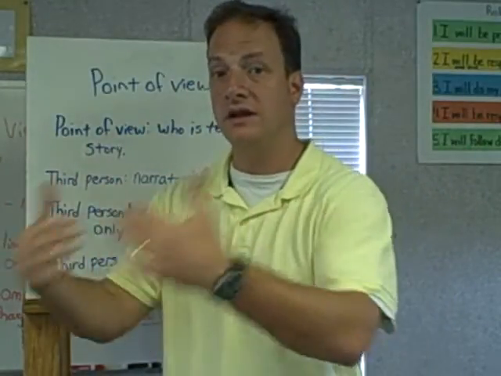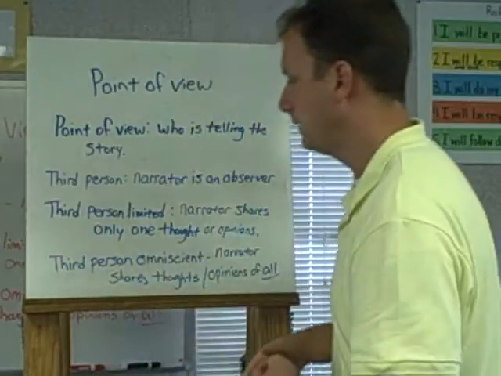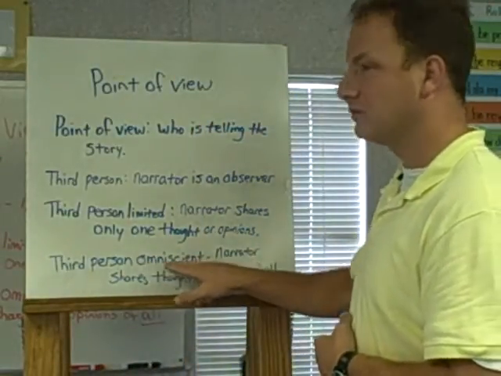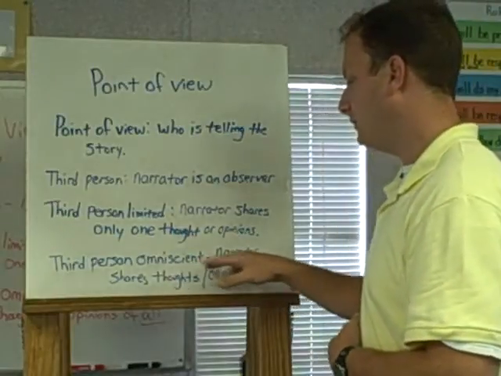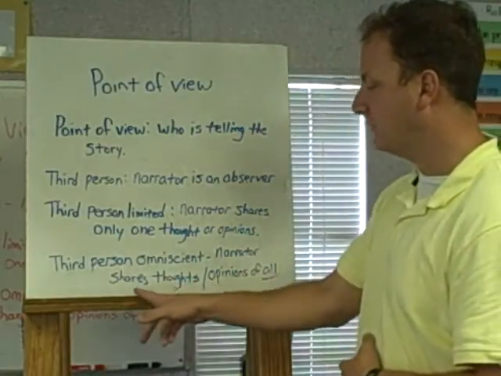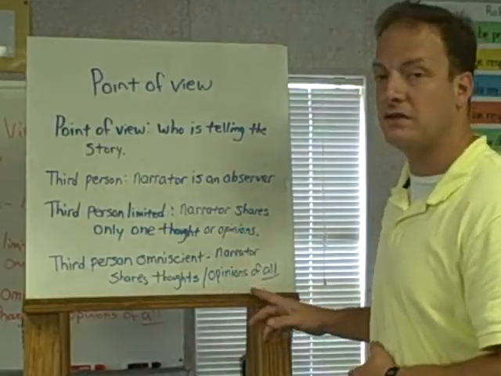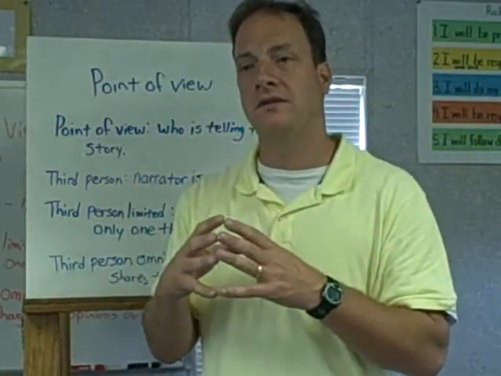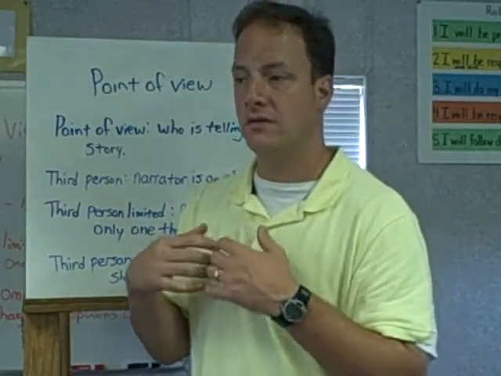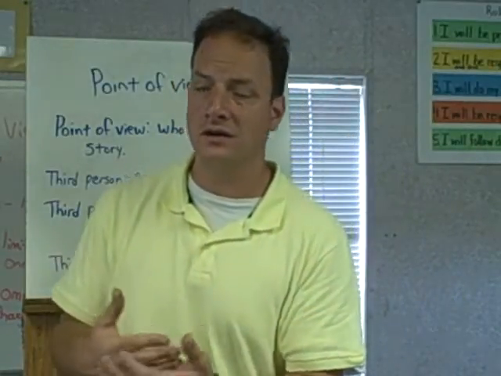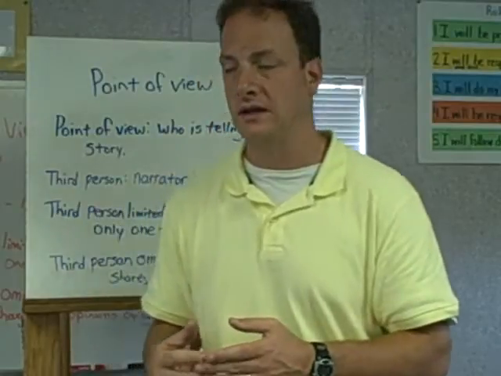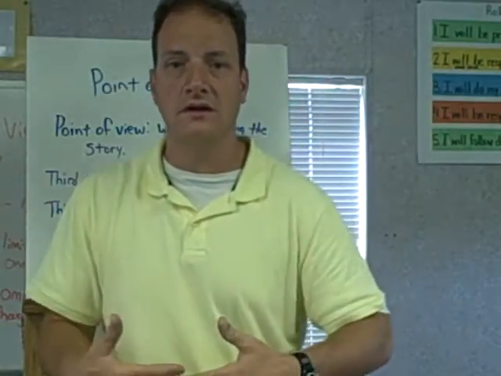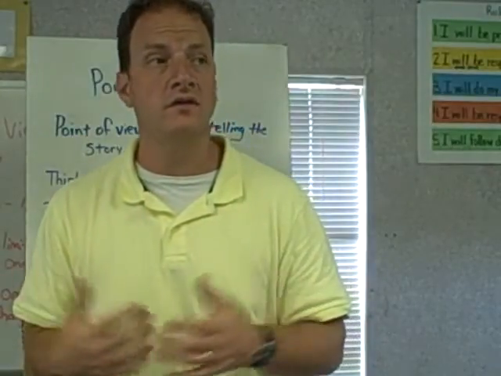They're not really putting themselves into the story. Third person omniscient. This is a big word that we've kind of struggled with that term today. Third person omniscient means that the narrator shares thoughts and opinions of all. Now, when that happens, the narrator throws themselves into the story or includes themselves into the story. And they tell what everybody else is doing, including themselves and their thoughts and their views on things.